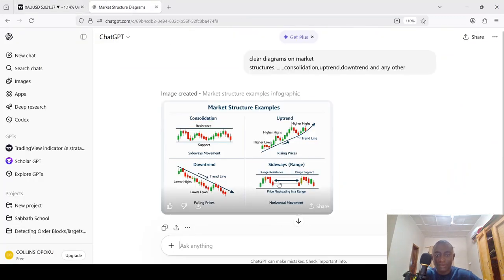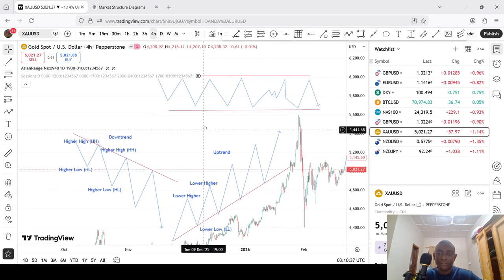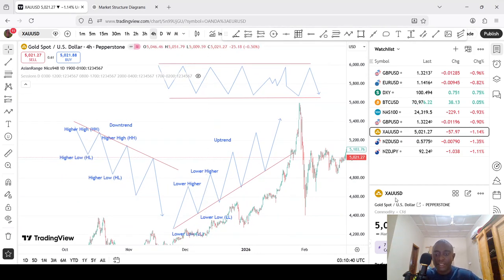So this sideways is almost the same as the consolidation. Price is moving within these zones. I just have clear diagrams of market structures for you to know. And the downtrend, as I explained, price moves like this. And the same thing for the uptrend, price is making higher lows, higher highs. This is the high, then the low, then the high, then the low, respecting this trend line as indicated around this session.